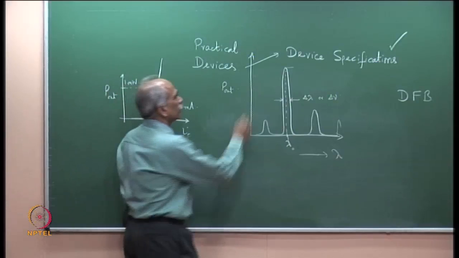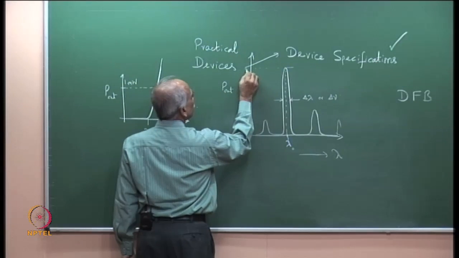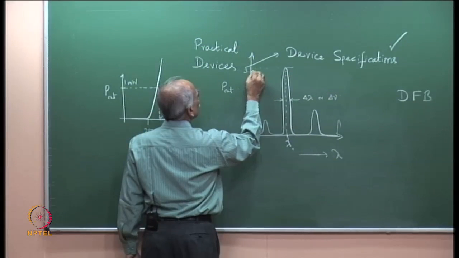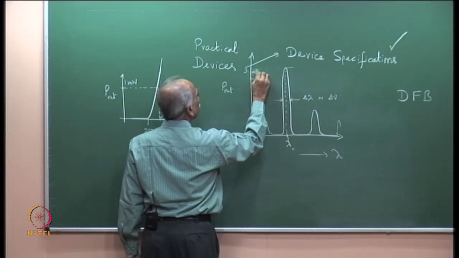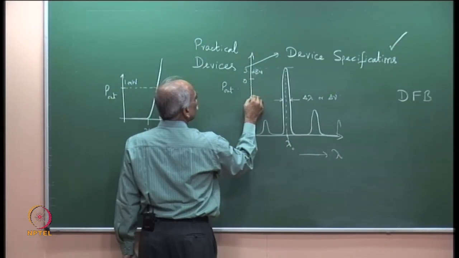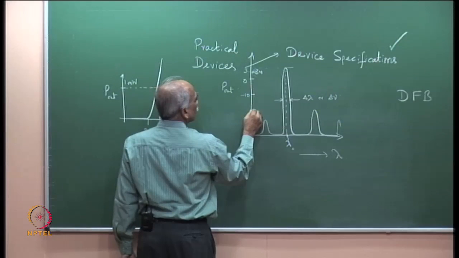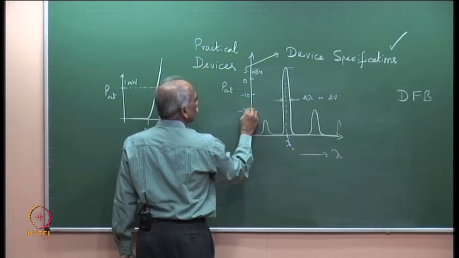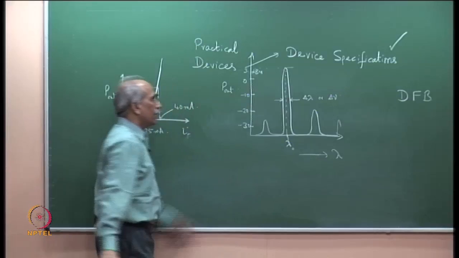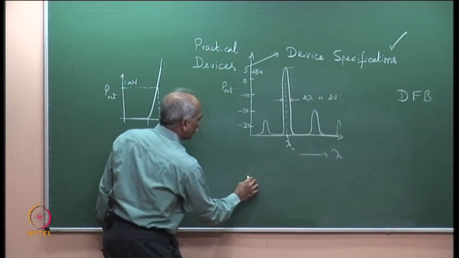These are the power. So, typical power, if you see here, this may be 3 dBm, this is 0, this is minus 10, minus 20, minus 30 dBm. I hope you know the definition of dBm.